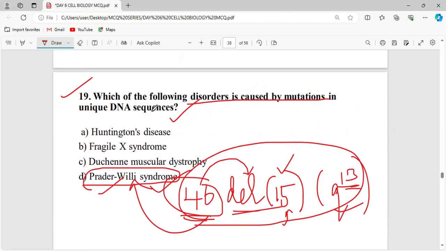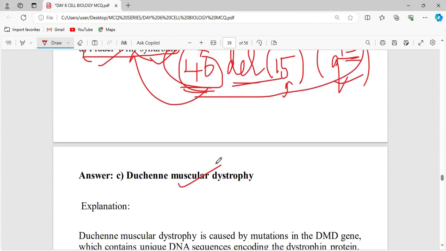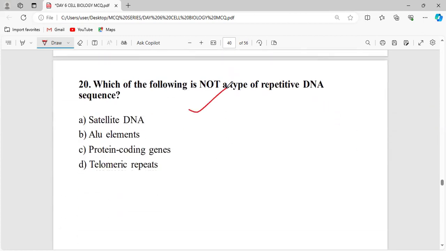And when it comes to the mutation in unique DNA sequence, it results in muscular dystrophy. And which of the following is not a type of repetitive DNA sequence? Just now I have explained the types of DNA sequence. If you listen carefully, you can easily answer this question. Not a type of repetitive DNA.